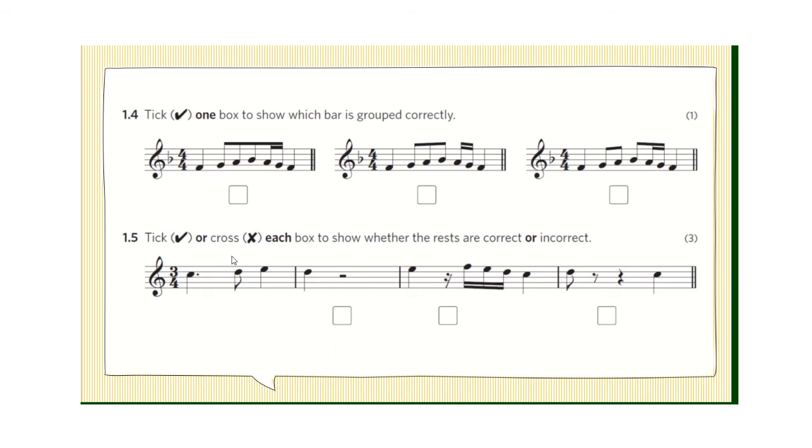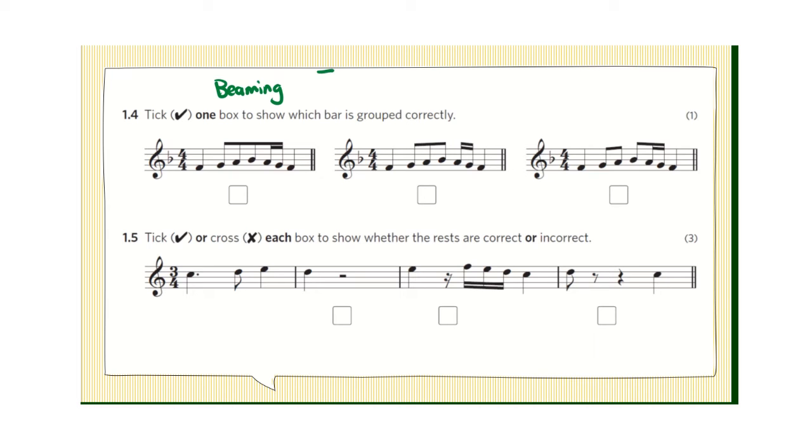Question 1.4. Tick one box to show which bar is grouped correctly. Alright, what is this question testing us? It's the chapter on beaming. Okay, beaming or grouping of the notes.